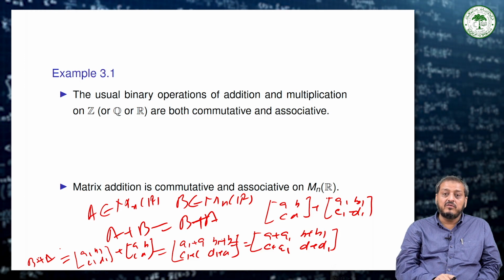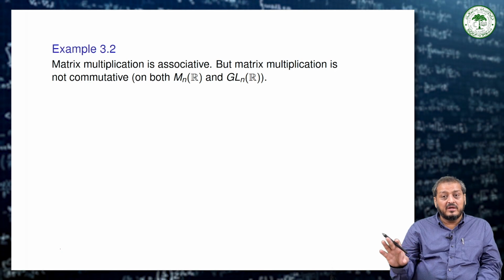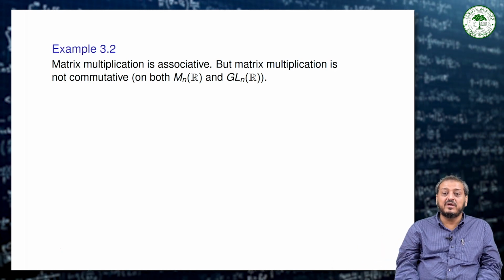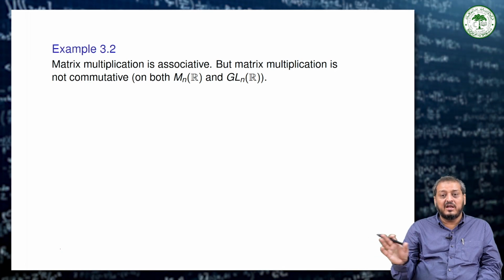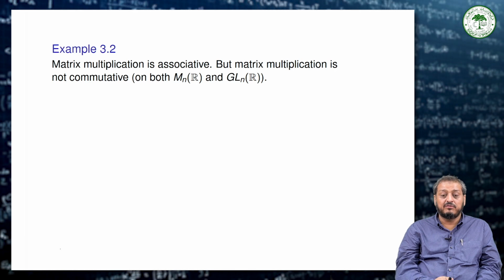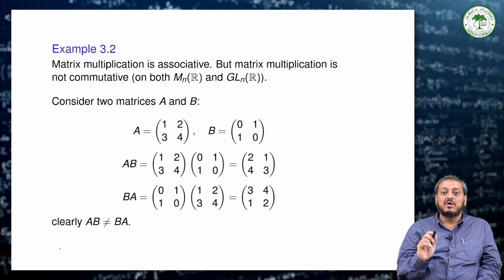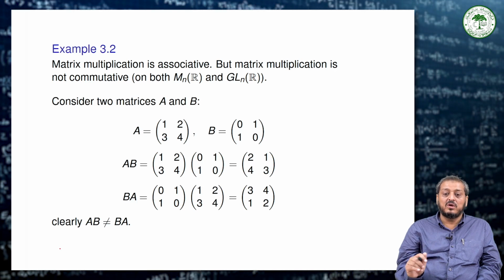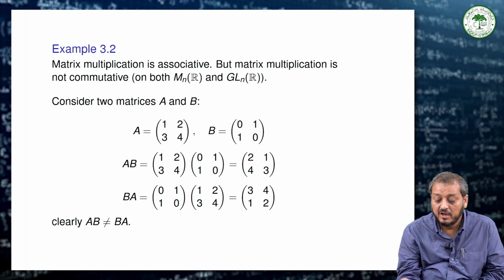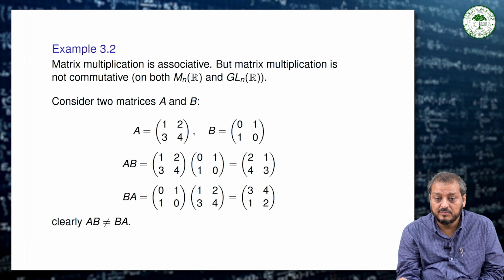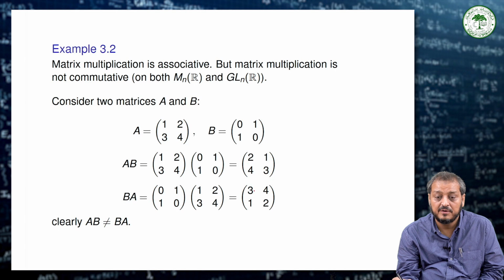is associative and commutative, but matrix multiplication is associative but not commutative in both M(R) and GL(R), where GL(R) means all invertible matrices. For example, we take two matrices, A equal to 1, 2, 3, 4 and B equal to 0, 1, 1, 0, and then take the product of these two matrices. Clearly AB is the matrix 2, 1, 4, 3, and BA is this. Now you can clearly see these two matrices are different.